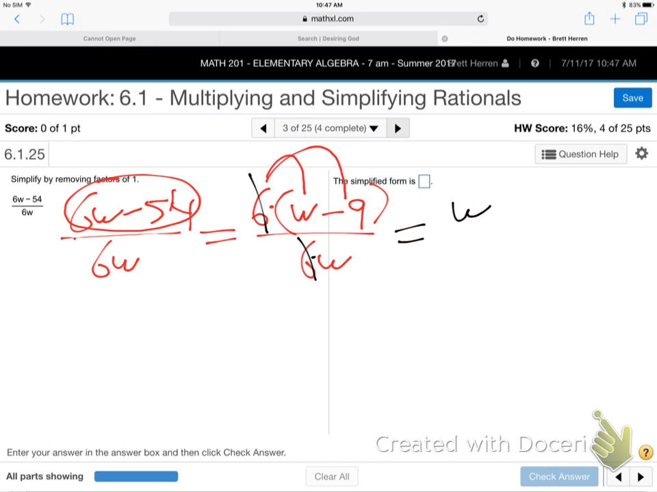So what are we left with then? W minus 9 over W. You don't need those parentheses on the top anymore because there's nothing to separate it from anymore. It's not necessary. The 6 is gone. And that's our final answer. We're done at this point.